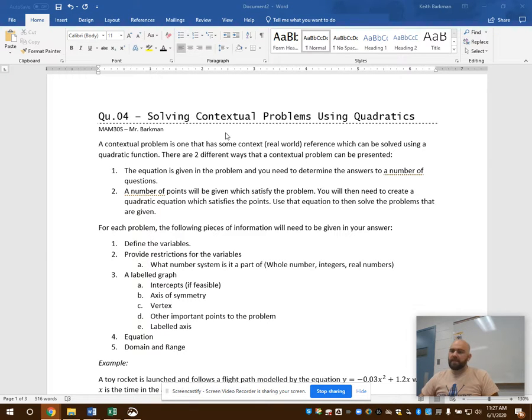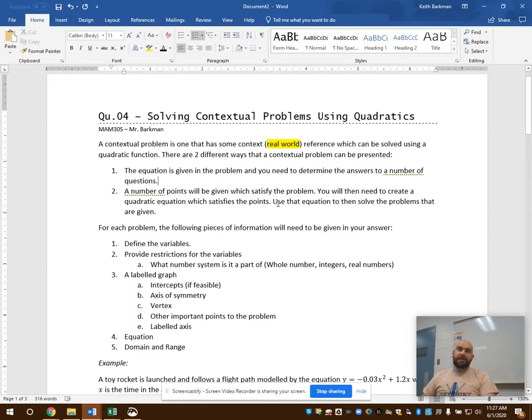So a couple things that we need to take a look at. This is Q.04. We're solving contextual problems by using quadratics. Now, a contextual problem is one that there is some context to, and we would call that the real world example, so I'm just going to highlight that. It's real world, it's things that we could actually see.